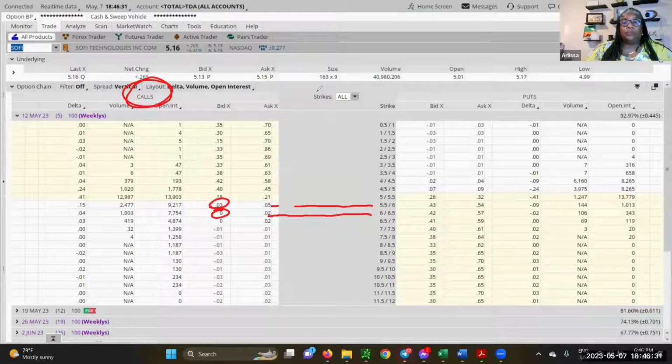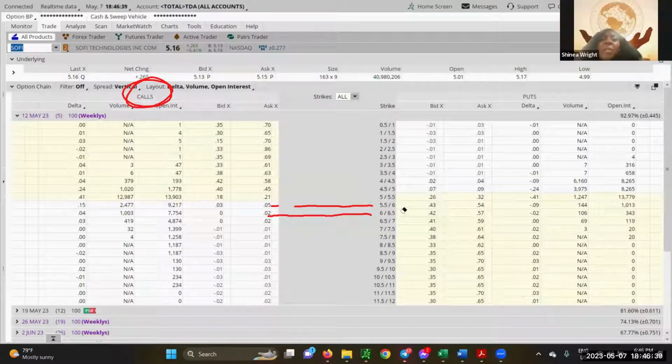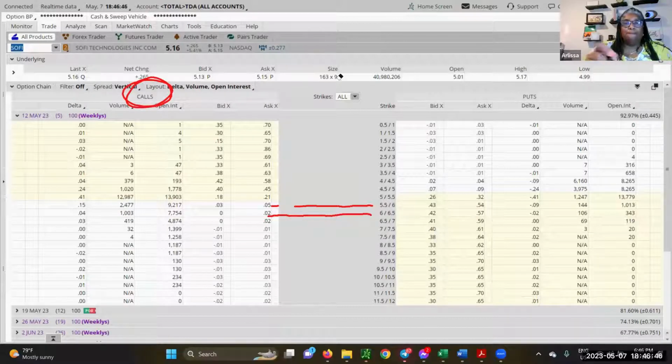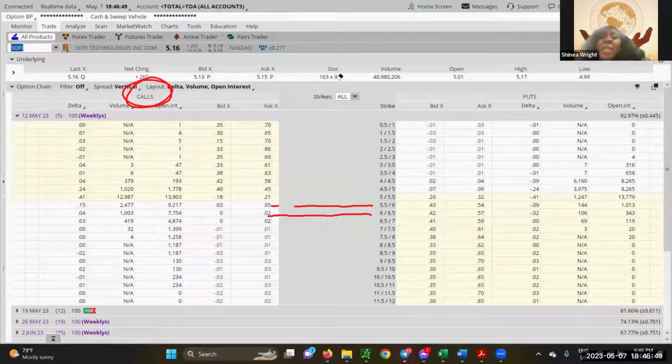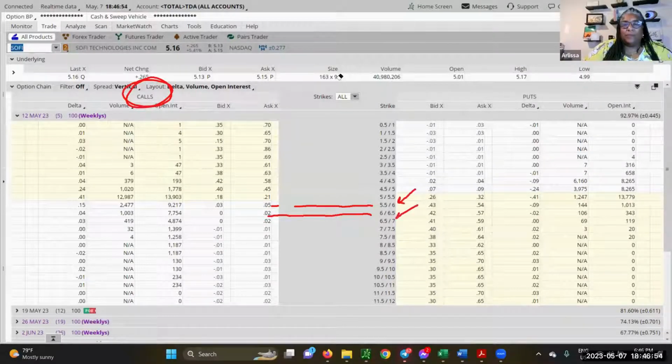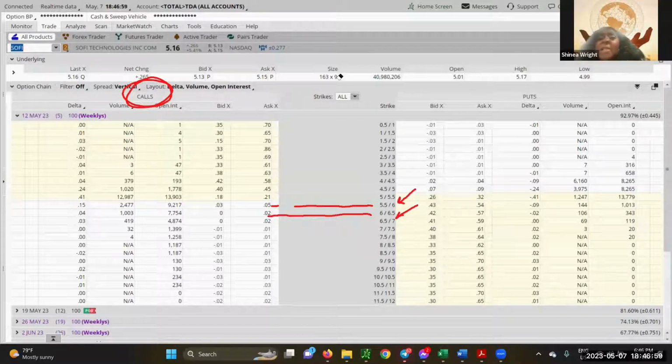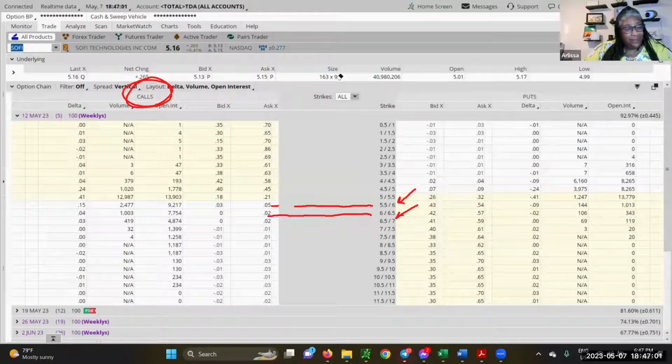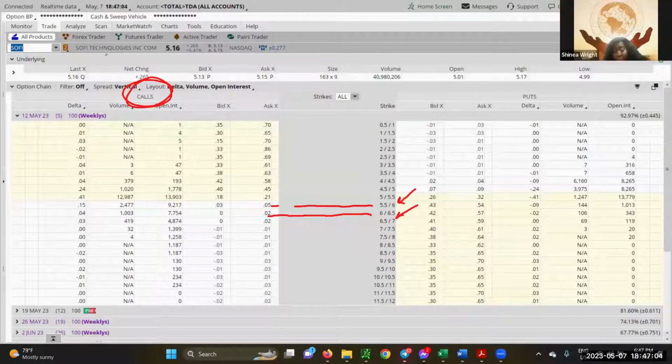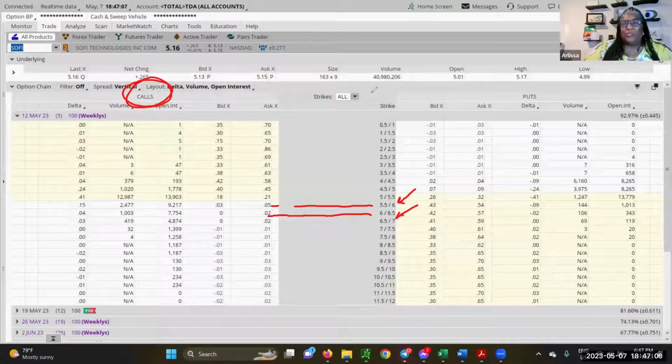Questions I have. How much is this spread? 300. What's the spread? Wait a minute, I can't see what I'm looking at. Bid, ask. We're looking here. What is the spread? I thought we were looking on the call side. The spread is, let me look, the difference between the two? The difference between the two.